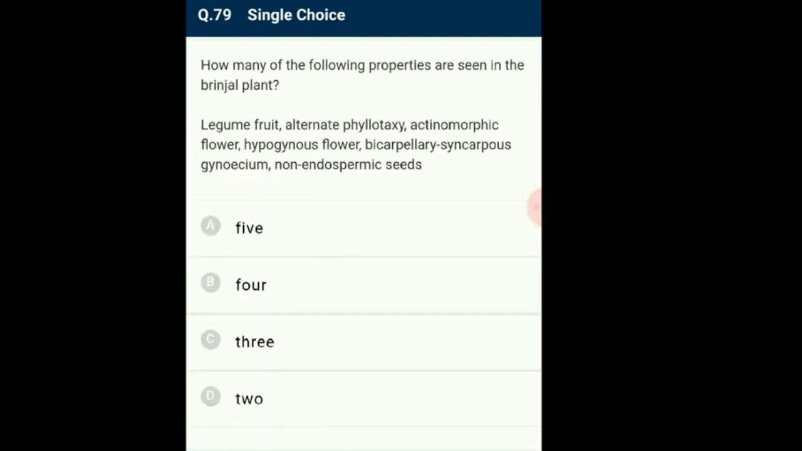Question number 79. How many of the following properties are seen in brinjal plant? Legume fruit, alternate phyllotaxy, actinomorphic flower, hypogynous flower, bicarpellary syncarpous gynoecium, non-endospermic seeds. Brinjal belongs to the family Solanaceae.